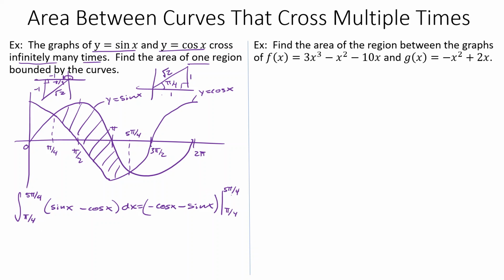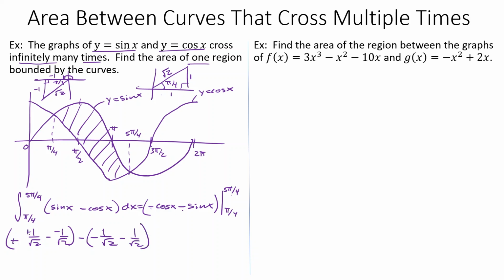So if we start off with 5 pi over 4, where they're both negative 1 over the square root of 2. So we've already got a negative sign from this, and then we get negative 1 over the square root of 2 minus negative 1 over the square root of 2. So that's what we're getting from plugging in the 5 pi over 4. Minus, if we plug in pi over 4, we've got the negative sign here, and we've just got 1 over the square root of 2. And then the negative sign here, and another 1 over the square root of 2.